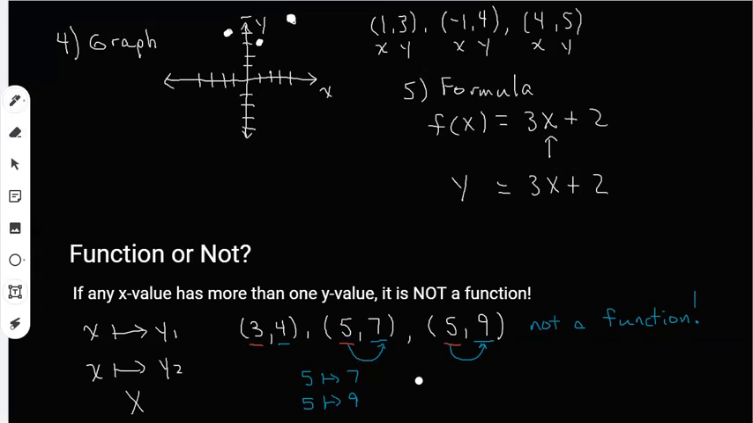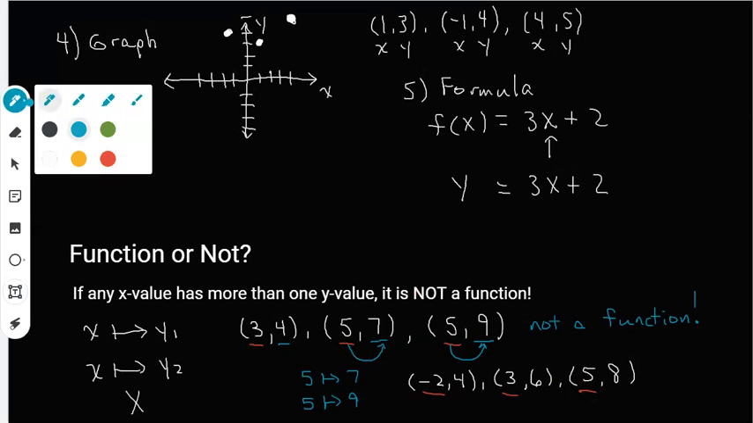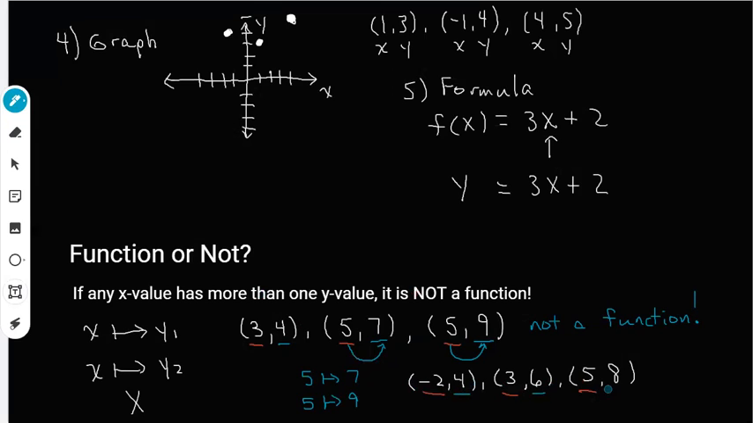Let's say we have the ordered pairs -2, 4, 3, 6, and 5, 8. So I'm going to put all the x values in red, -2, 3, 5, and then I'm going to put all the y values in blue, 4, 6, 8. Notice that every single x value is only mapped to exactly one y value. So there's no repeats of x values. So this actually is a function. So I'm going to write, this is a function. Okay?